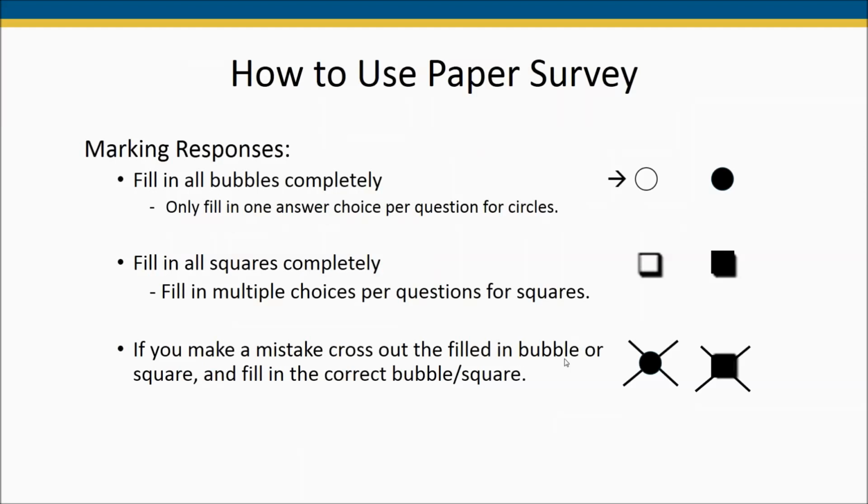In case you can't use the mobile survey, use your paper survey as a backup. Take note of these directions to fill the paper survey out properly. First, make sure to fill in all the bubbles completely and only fill in one answer per choice for questions that have circles. For squares, you can fill in multiple choices per question and make sure to fill those out completely as well. If you make a mistake, cross out the filled bubble or square and fill in the correct bubble or square.